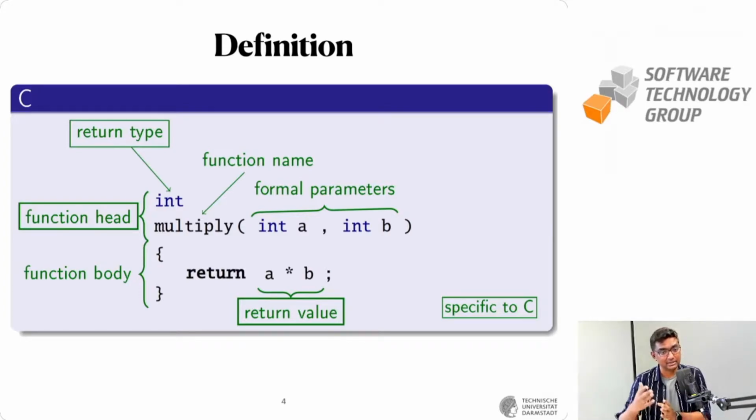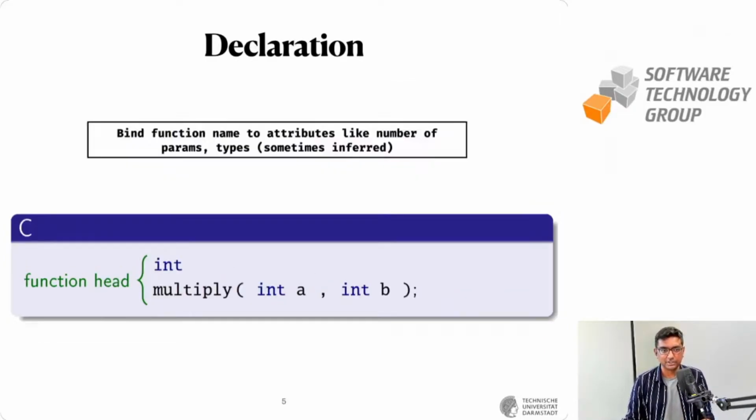And the parameters can also be bound to types, but this is not true for all languages. Some languages simply infer the type based on the computation and based on the parameters that are passed. So that's how you define, how you provide meaning to a function.